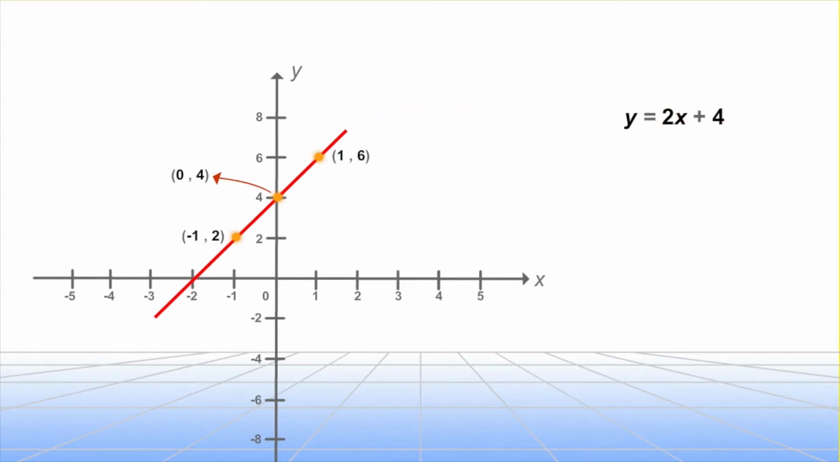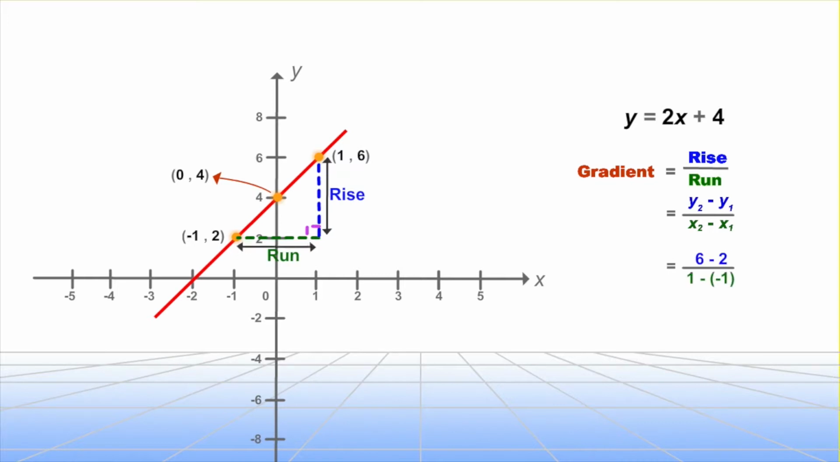To see the relationship, let us first find the gradient of the straight line. To find the gradient, we can drop a vertical line down from the point 1, 6 and draw a horizontal line from -1, 2 until both lines meet at a right angle. The gradient is given by the rise over the run, which is y2 minus y1 over x2 minus x1. This will give us 6 minus 2 over 1 minus -1. Therefore, the gradient is equal to 4 divided by 2, which equals 2.